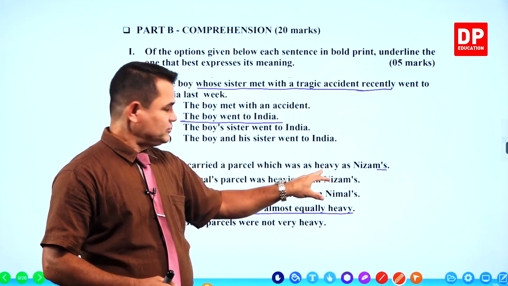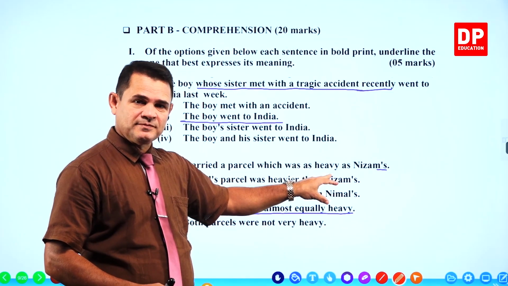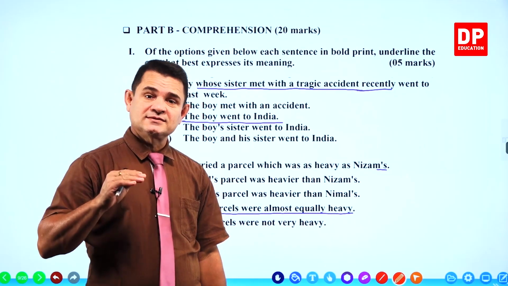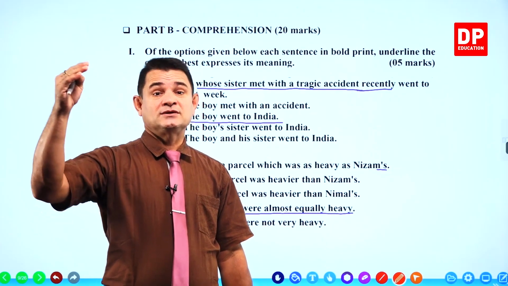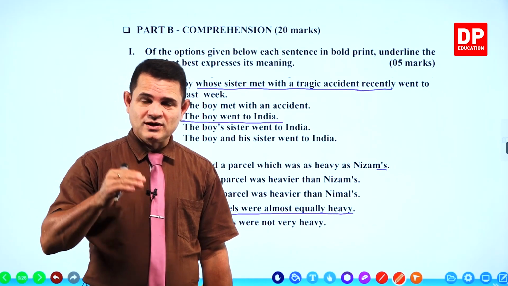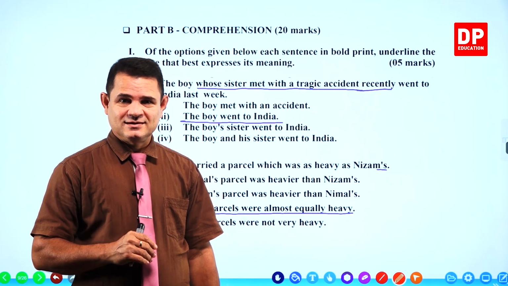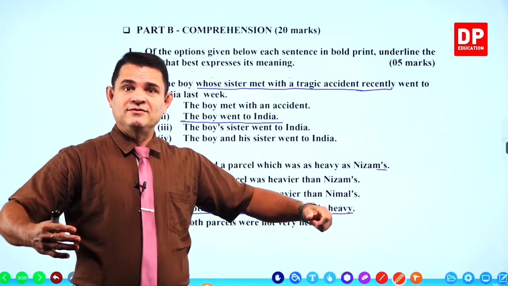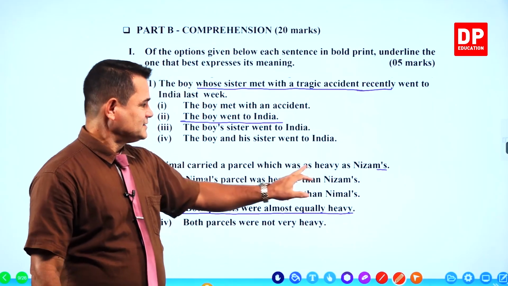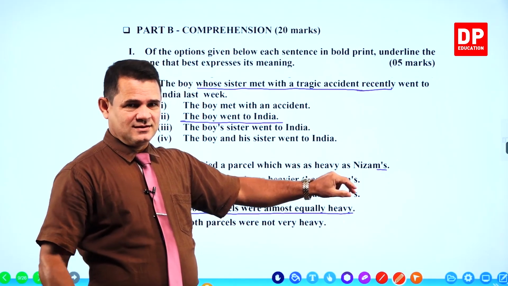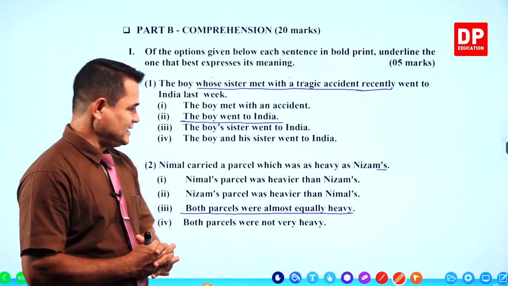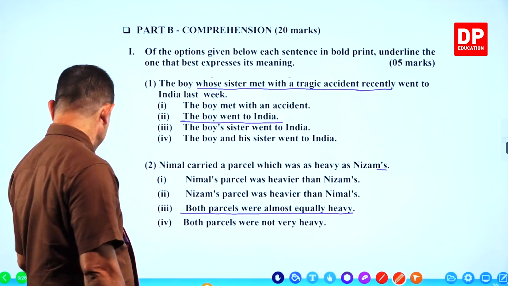As heavy as. You can use adjectives in between. As tall as a coconut tree. As fat as an elephant. As heavy as, right? Learn those. They're very nice sayings. Next one.